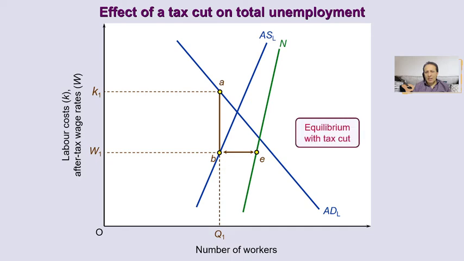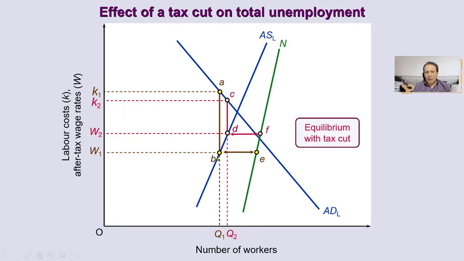Right, so this is the equilibrium with tax cut. Let's imagine that this is a tax cut coming from Rishi Sunak, or from any other Prime Minister, and we have here that the labor costs for the businesses decrease, but as a result of this cut in taxes, wages also increase. As a result, you can see how the unemployment decreases.